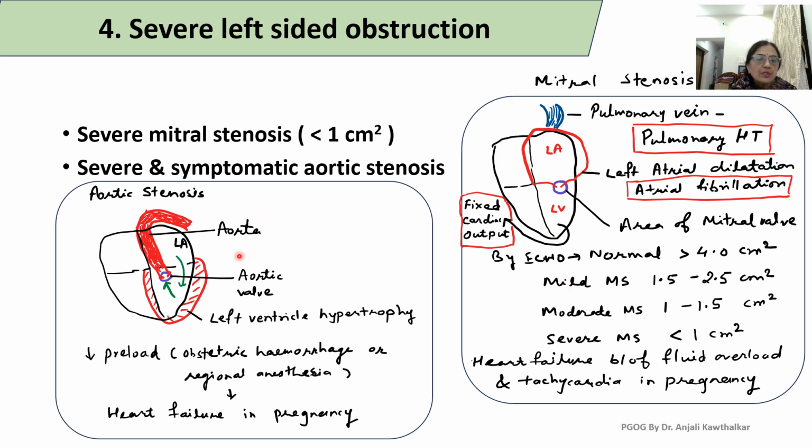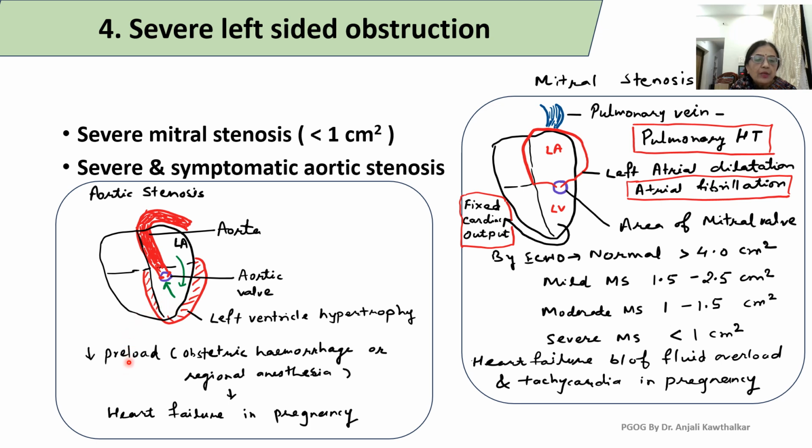In aortic stenosis, the blood from the left ventricle is pushed into the aorta through the aortic valve. So if there is a resistance here, if aortic stenosis is there at the aortic valve, it leads to left ventricular hypertrophy.